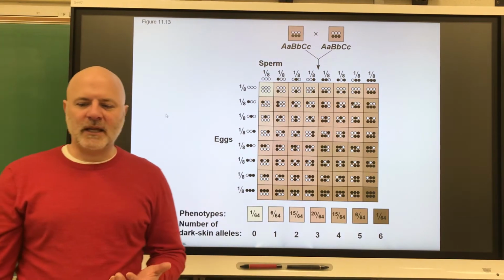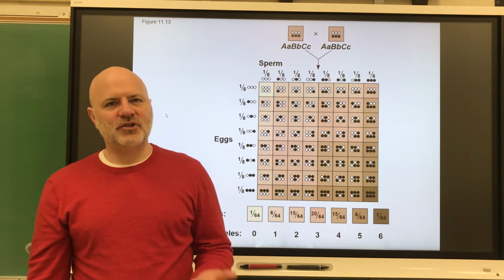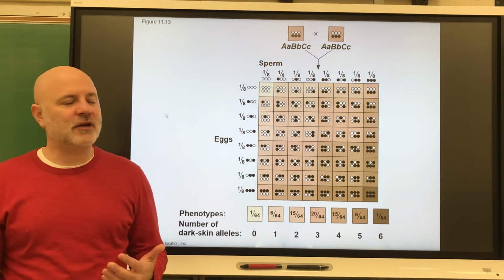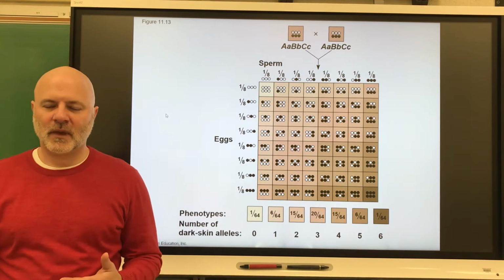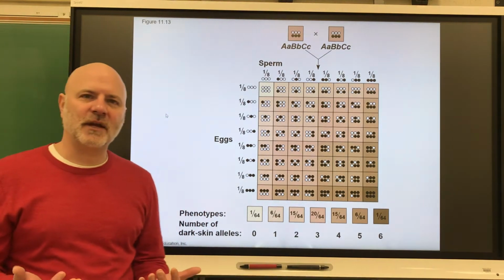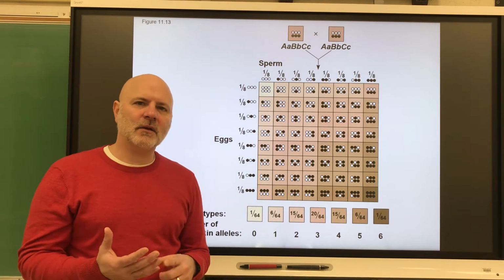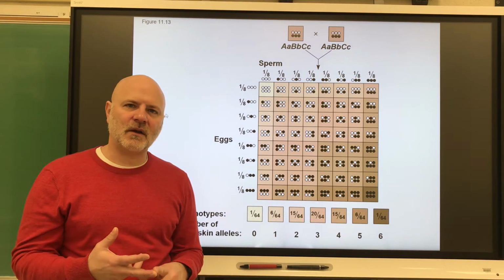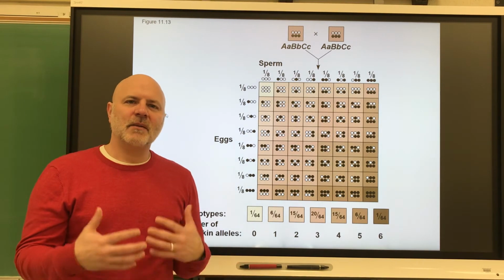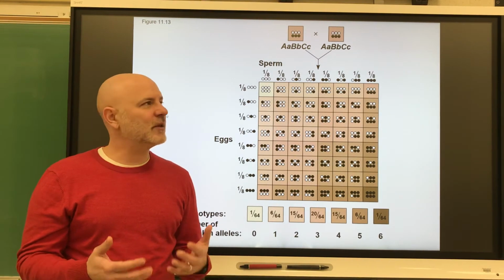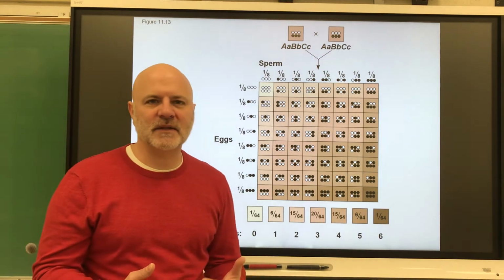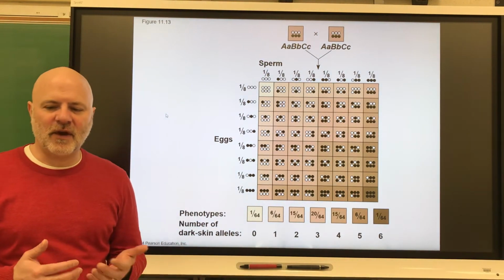So poly means many, genes, polygenic inheritance. So this is a trait that is controlled by several genes. Most of the traits that you're going to associate with a person are polygenic. So their eye color, their hair color, their skin color, their height, weight, these are all polygenic traits. Many genes are going to determine the trait. All right? And once again, just like incomplete dominance, they're going to have an additive effect to them.